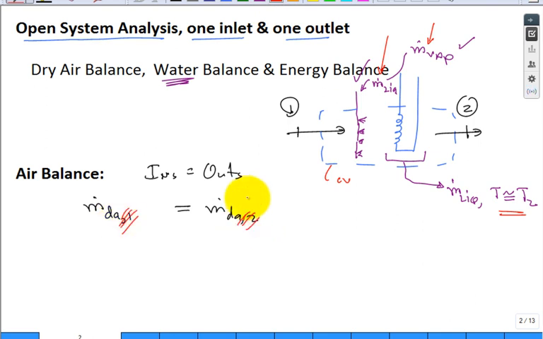And when you have one inlet, one outlet, you just have the mass flow rate of dry air is constant through the system. That's why engineers like to track mass flow rates of dry air. We know it's conserved by the air balance, the dry air balance. Okay, now let's go and do some water balances.